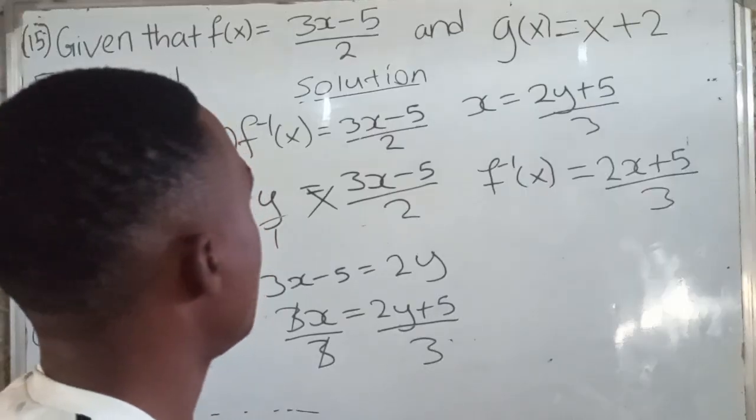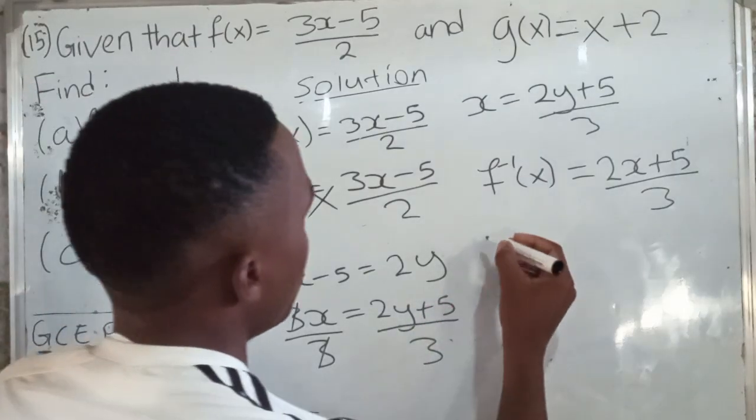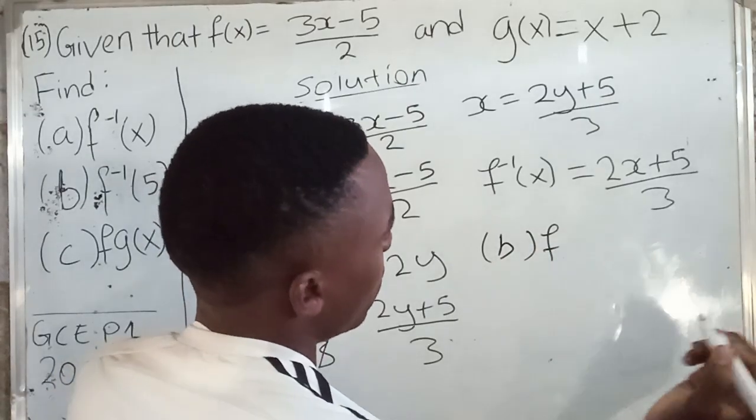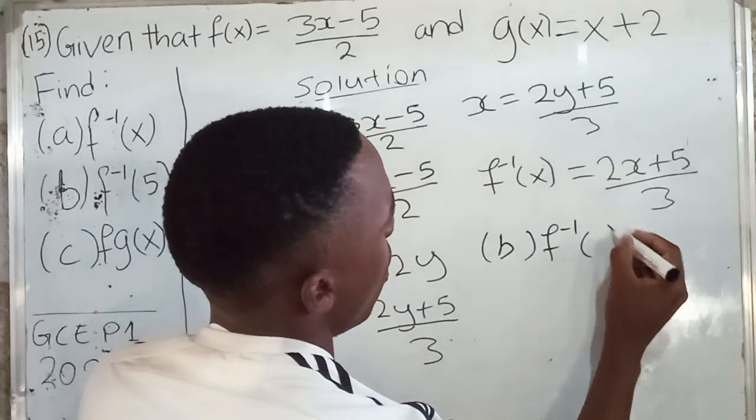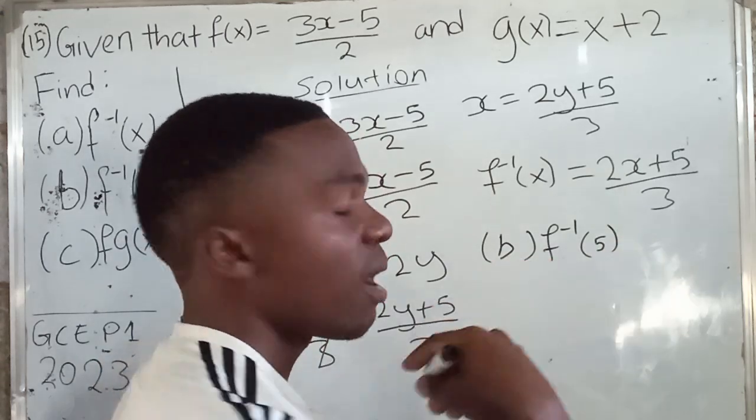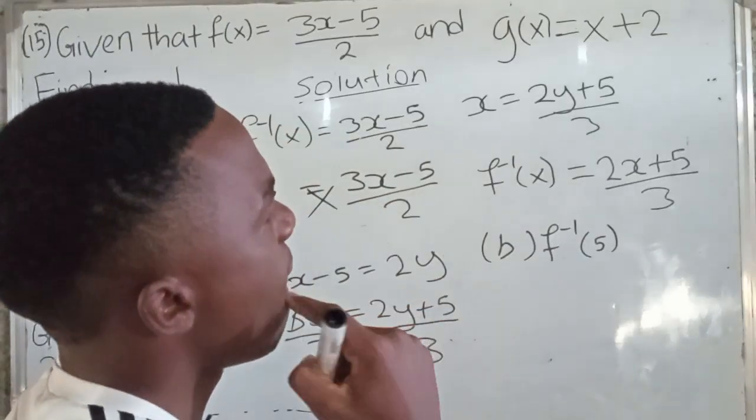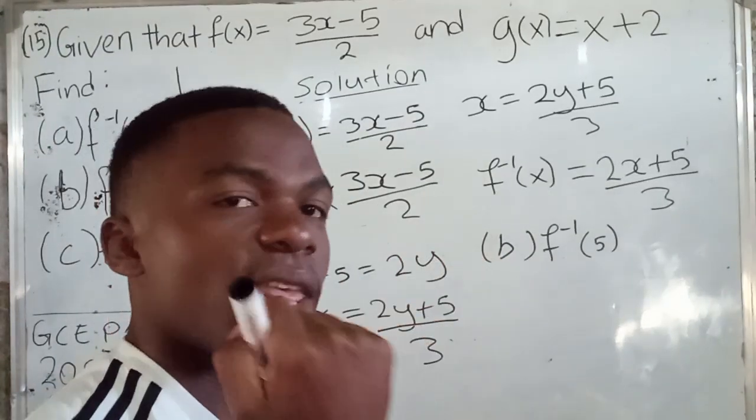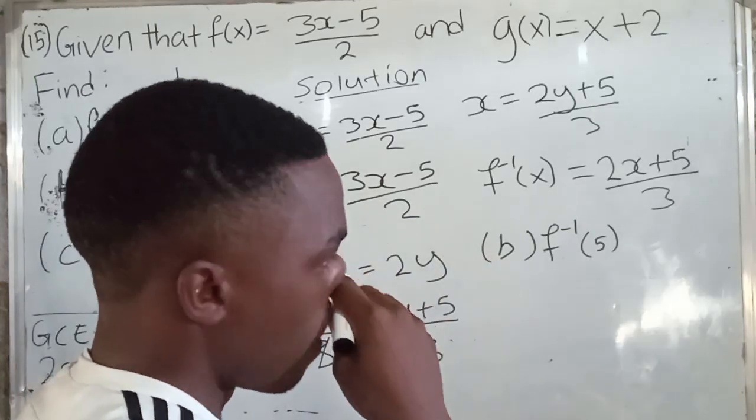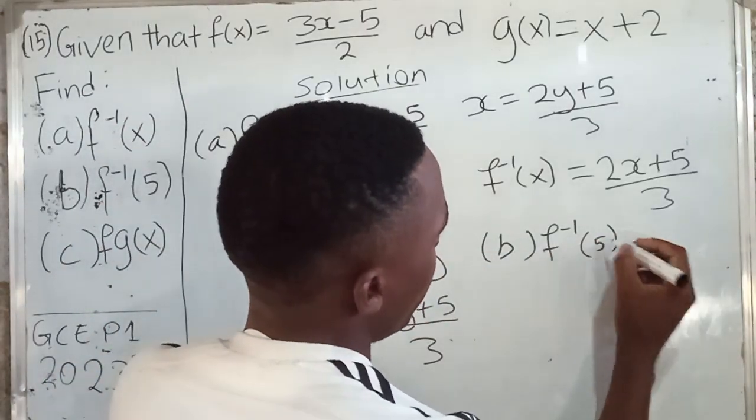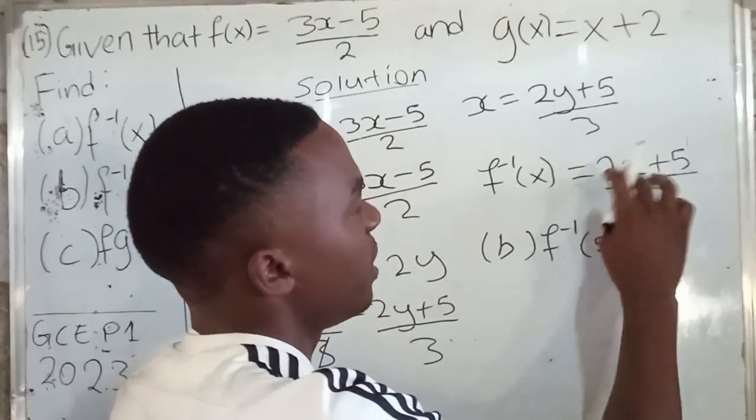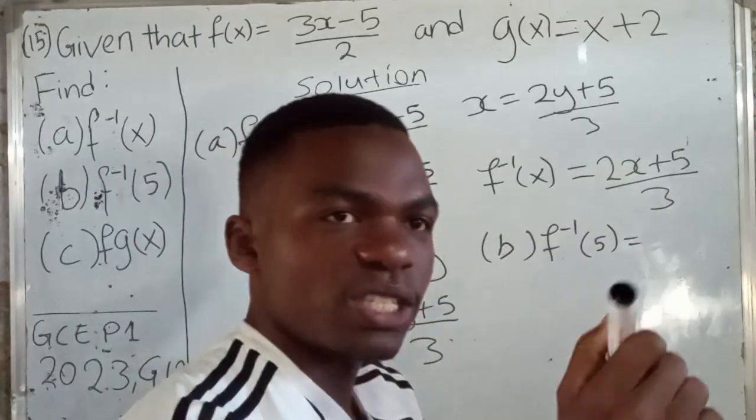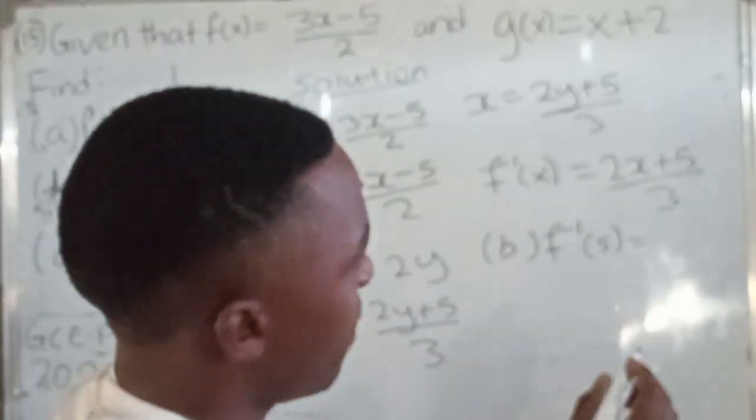We go to question B. So question B, they have asked us to find the inverse function of 5. So I've already told you that question B depends on the answer from question A. So the f inverse of 5 is equal to, we are going to get the function of f the way it is and replace where there is x with 5.